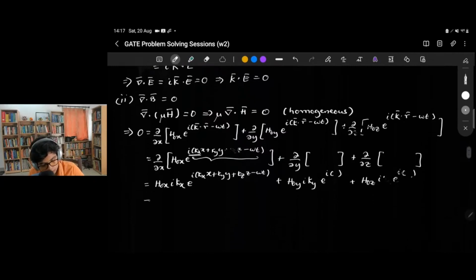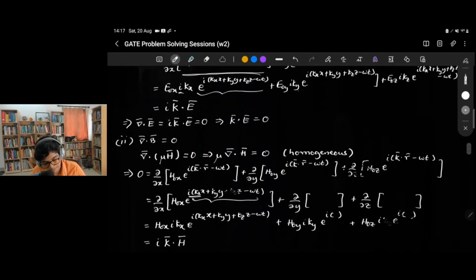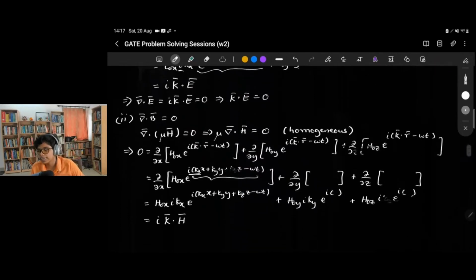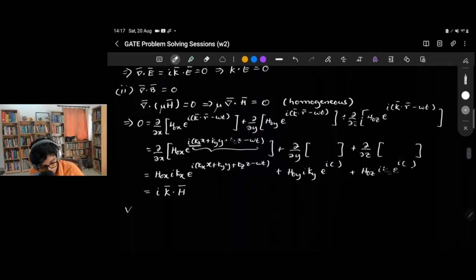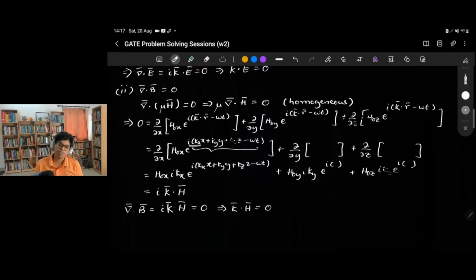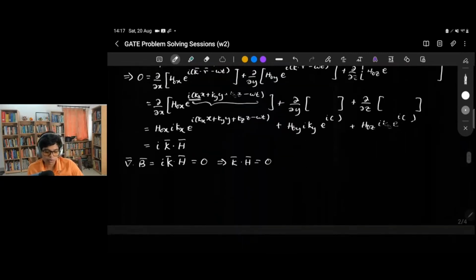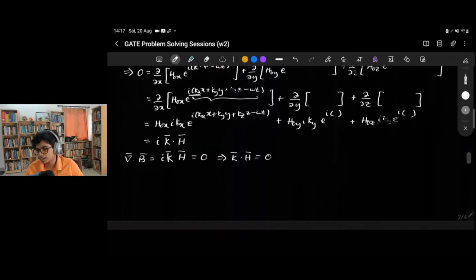Now what you would notice is this is nothing but I k dot H, just like it was I k dot E in the previous case. This time around it is I k dot H. So what we get is del dot B is equal to I k dot H, which is equal to 0, which implies k dot H is equal to 0. So indeed, in the options that you see, all of them have k dot E is equal to 0 and k dot H is equal to 0. So that means everything is consistent and correct.